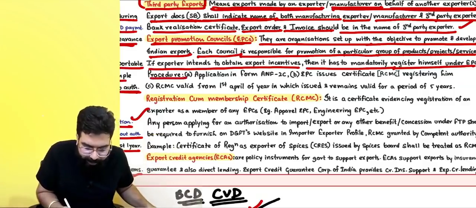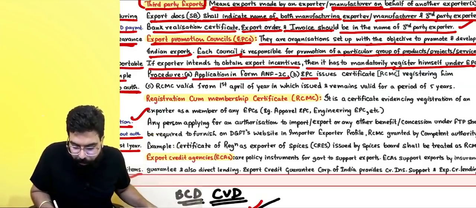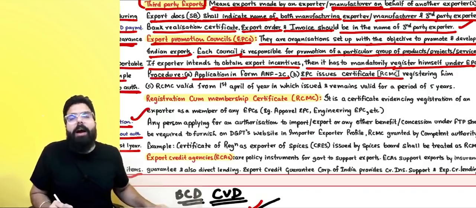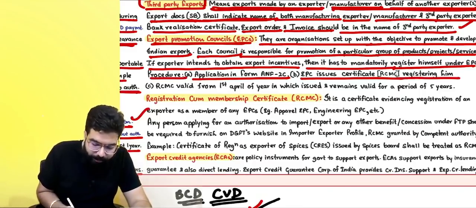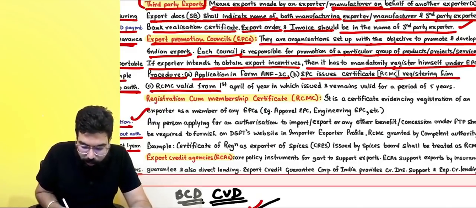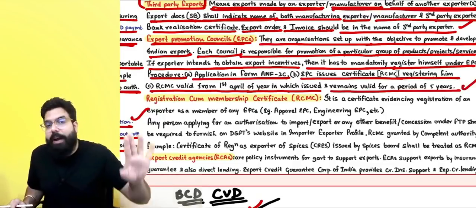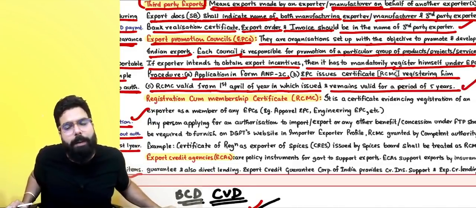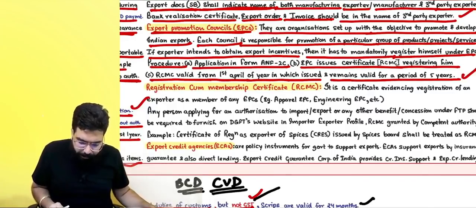The procedure is he has to fill a form, and then the export promotion council will issue an RCMC certificate registering him. RCMC certificate, registration cum membership certificate, is valid from 1st of April of the year in which it is issued and shall remain valid for a period of 5 years. How many years shall the registration cum membership certificate be valid? 5 years. Sir, where are these export promotion councils?